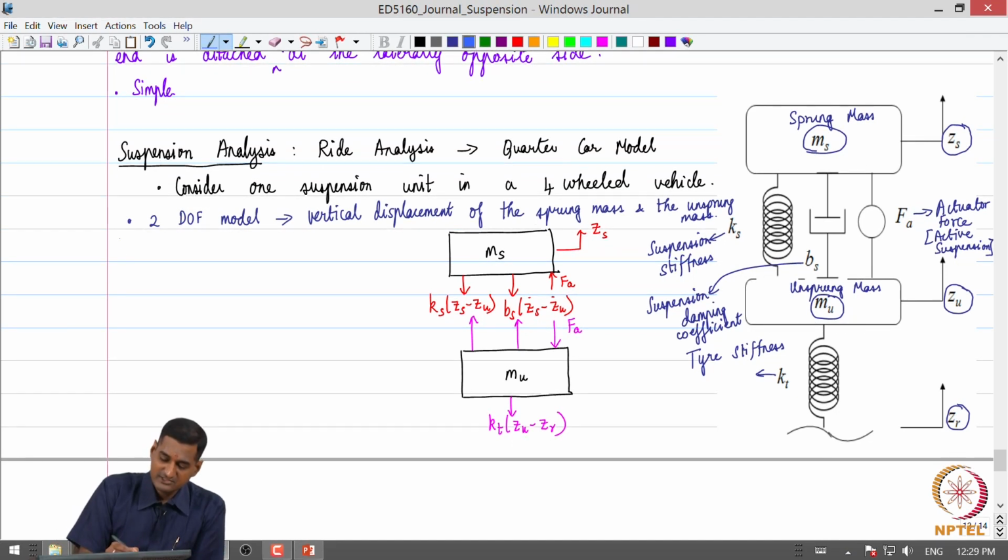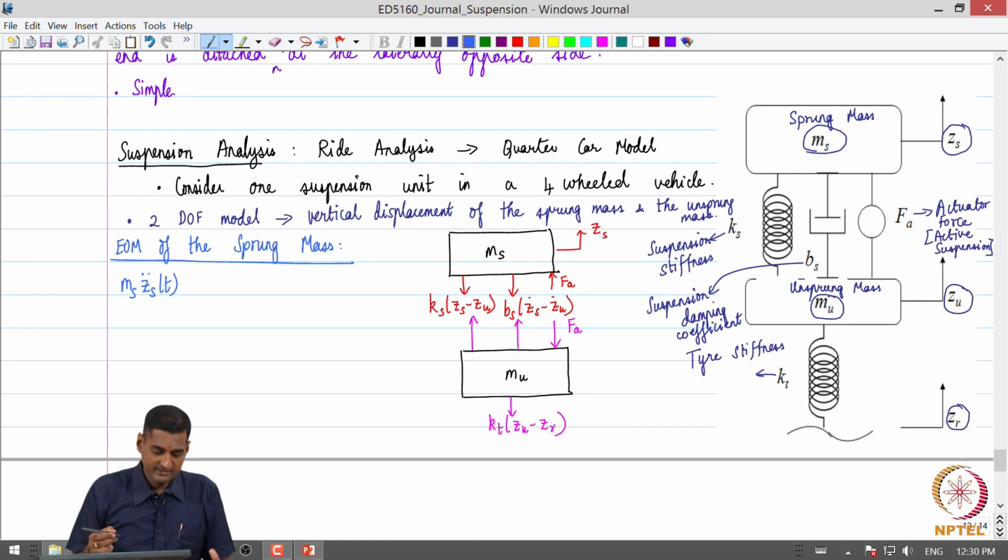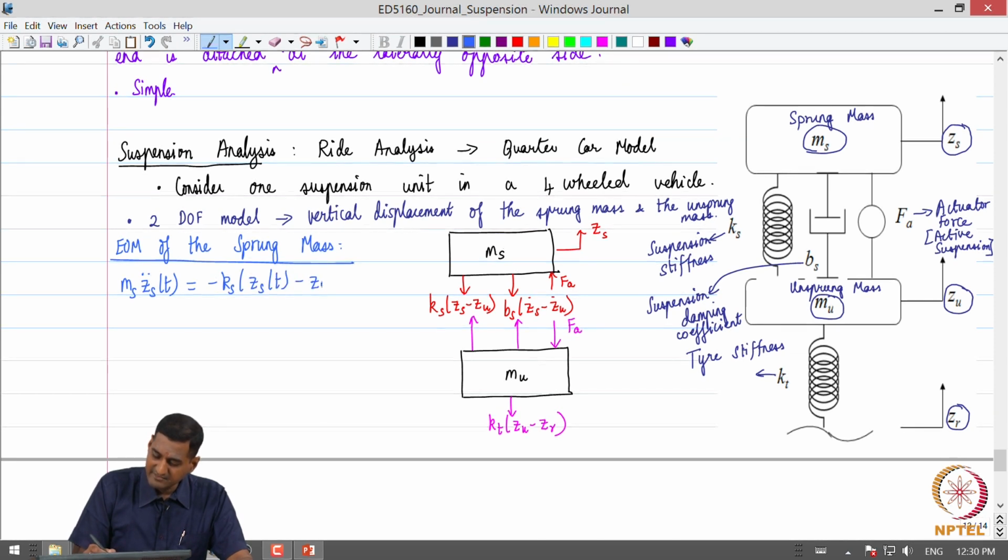So let us go forward. Let us look at the equation of motion for the sprung mass first. If we just apply Newton's second law, what are we going to get? We are going to get ms times zs double dot t, which is nothing but the acceleration of the sprung mass, that is going to be equal to minus ks times (zs(t) minus zu(t)). I am just writing from the free body diagram, and then we will have minus bs times (zs dot t minus zu dot t), plus FA(t).